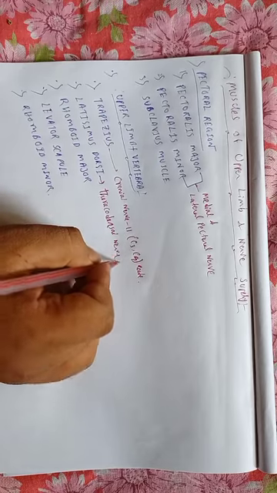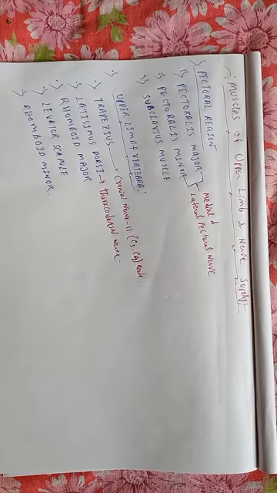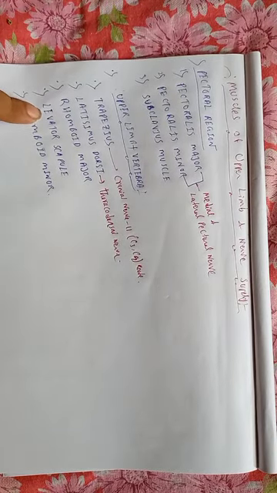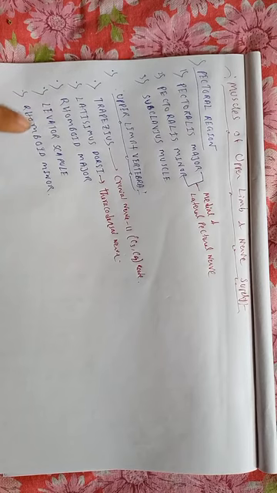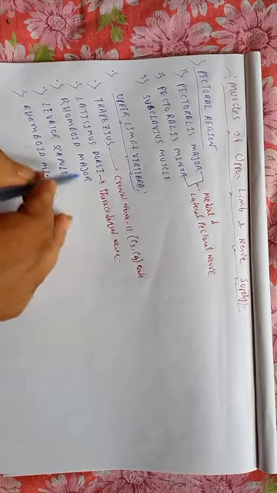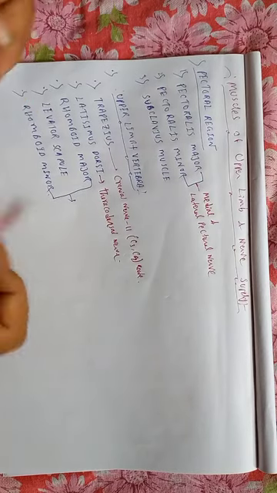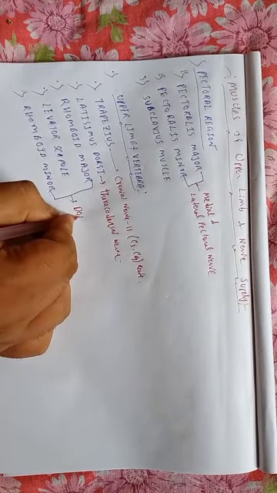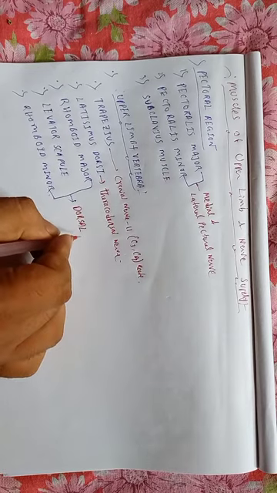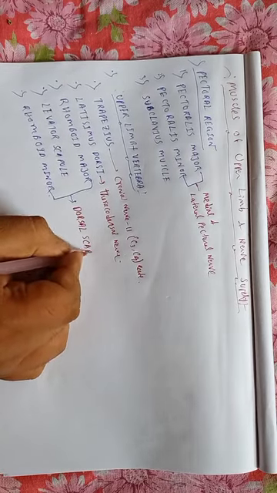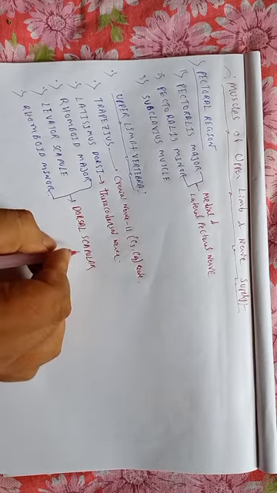Then we have the rhomboid major, levator scapulae and rhomboid minor. All three muscles are supplied by a single nerve, that is the dorsal scapular nerve.